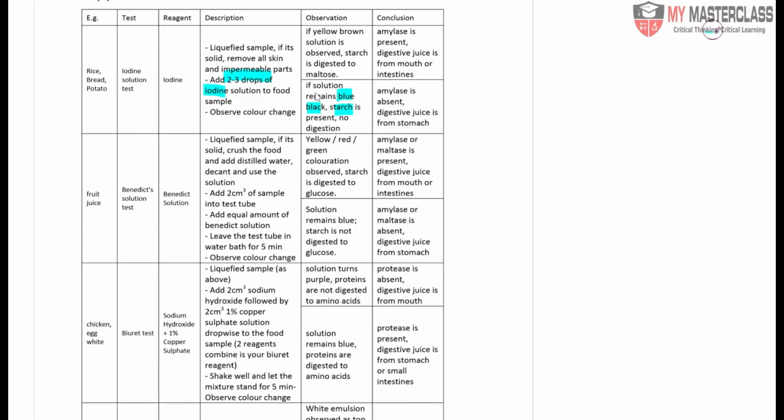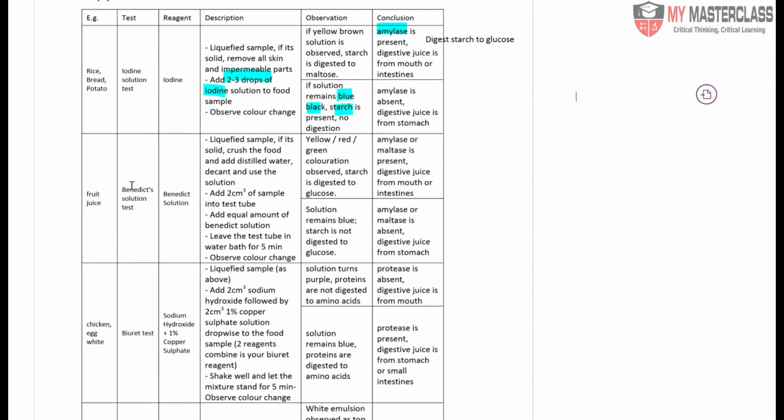Of course, if I were to put this enzyme called amylase into it, when we do digestion, you will see. The purpose of amylase is to digest starch to glucose. Once it is digested to glucose, starch is no longer present. So my solution will remain yellow-brown. Because I am testing for starch, I'm not testing for glucose, but starch has been digested.